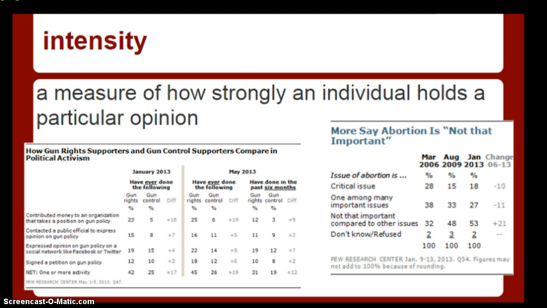In other words, yes, you might have the belief either for or against gun control, but are you actually actively doing something about that belief? And that's measuring their intensity. Another issue here is abortion, where they're asking people in a survey, do you think abortion is a critical issue? Do you think it's just one of many important issues, or do you think it's not that important? And this is important for people in politics because this is going to show whether or not people are going to vote based upon their beliefs.